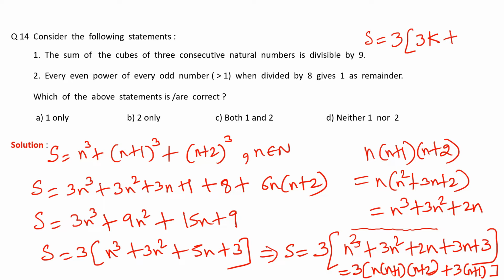Plus 3 into n plus 1. Now this 3 into n plus 1 is obviously a multiple of 3. So it can be written as 3q. So now just take out 3 common from here. It becomes, s becomes 9 times k plus q, where both k and q are natural numbers. So from here we can straight away declare that the first statement is correct, right? Now we move towards the second statement.